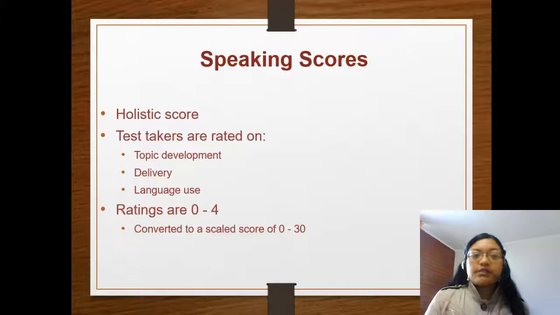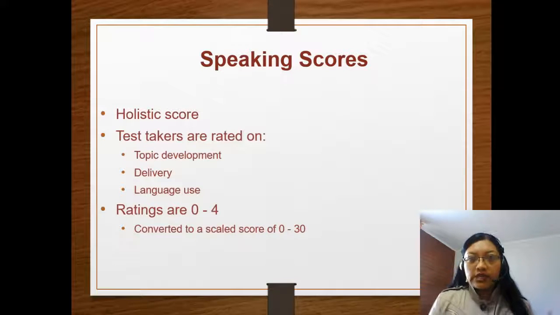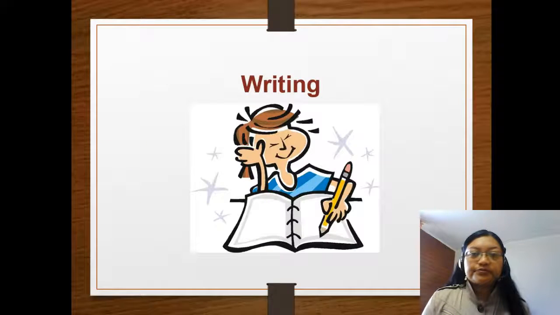Speaking scores, so holistic score, test takers are rated on topic development, delivery, language use, and ratings are between 0 and 4, but are converted to a scale score from 0 to 30. It's important that you take into account the structure, that you start with an intro, then the development and the conclusion, so that your speech is well organized, right?